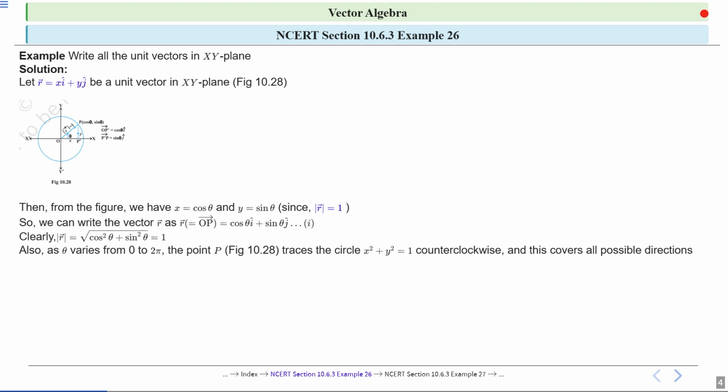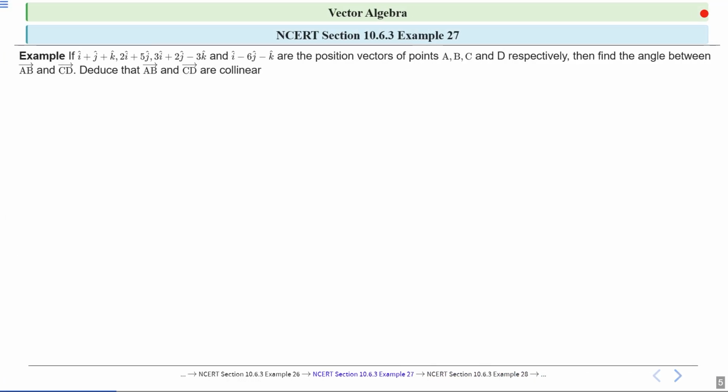Also, as theta varies from 0 to 2 pi, the point P traces the circle x square plus y square equal to 1 in counterclockwise direction, and this covers all the possible directions. Okay. So equation 1 gives every unit vector in xy plane, right? Equation 1 gives every unit vector in xy plane. Okay.